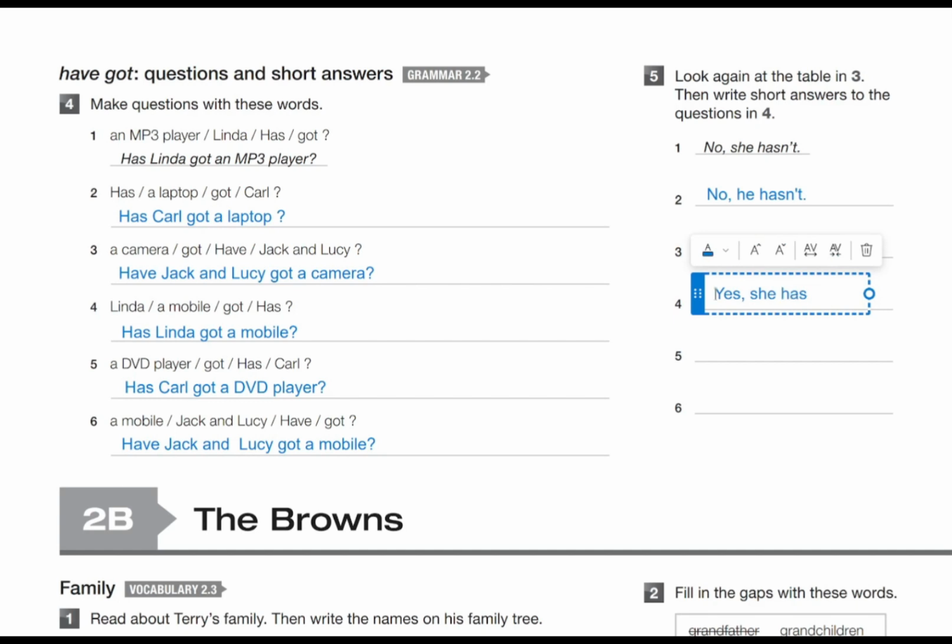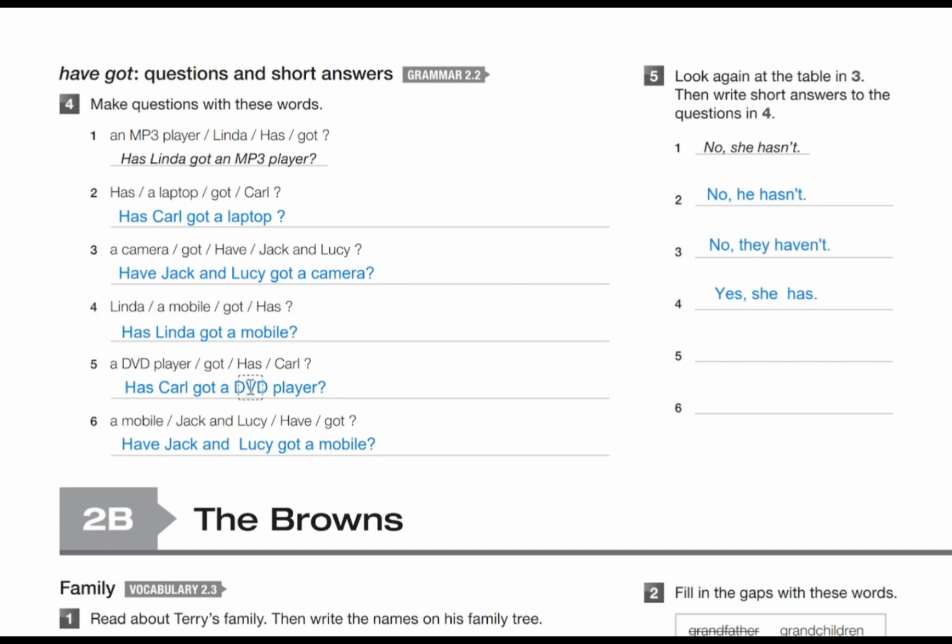One thing I would like to say here is that we cannot use a contraction at the end of the answer for positive has. That would be wrong, guys. It has to be in full form. For negative, no problem at all. As you can see, in the negative we can use a contraction at the end of the answer. No, they haven't. No, he hasn't. But for positive, it has to be written in full form, guys.